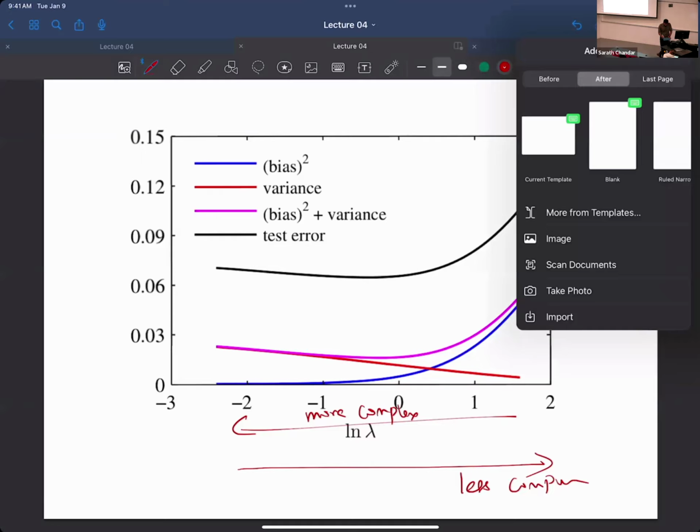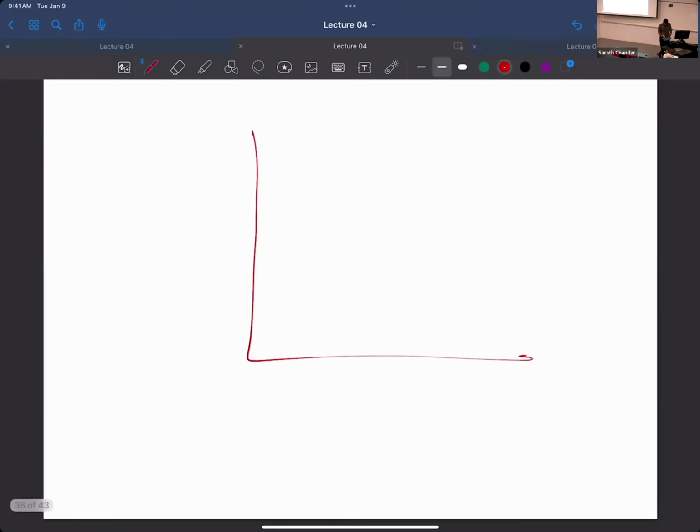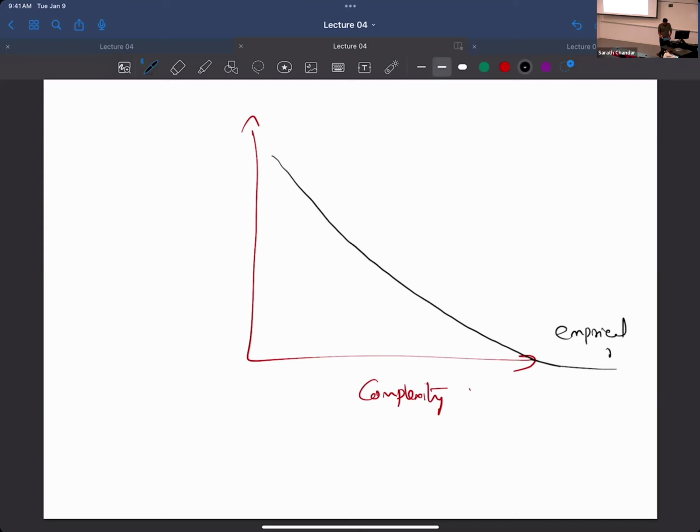So typically, as the complexity increases, this is the complexity, your empirical risk is going to keep going down. At some point, it's going to be zero. This is my empirical risk. So the training error will always go down as the complexity increases. However, the true risk is going to start increasing at some point. This is my true risk. And this is the ideal complexity.